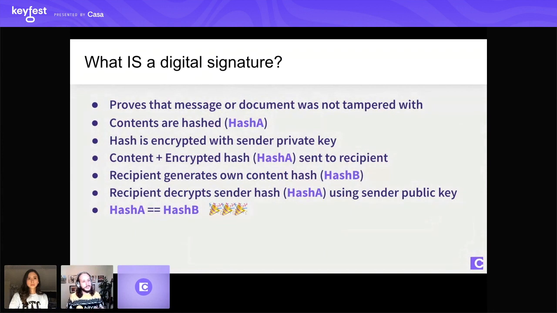Now the recipient receives that, they make their own hash of the content, they decrypt the sender's hash using the public key, the other side of that key pair, and then they compare the two hashes. So if the original hash equals the recipient's hash, you know that the document wasn't modified in transit. None of the bits or bytes were modified. Nobody's doing anything with malicious intent. So at its very core, that's essentially what digital signatures are doing.